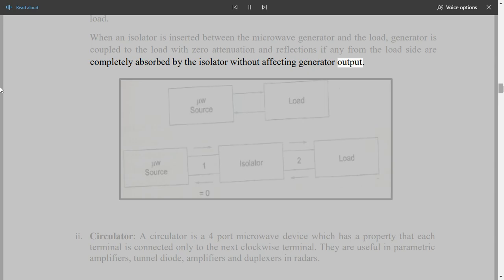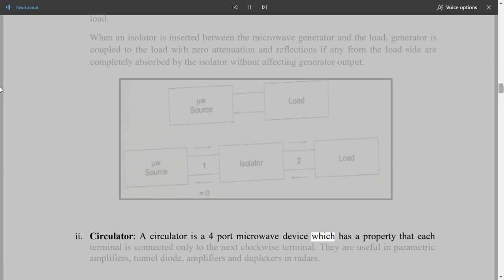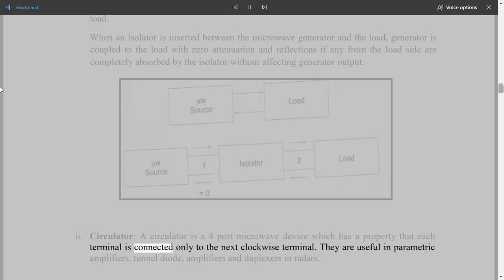2. Circulator. A circulator is a 4-port microwave device which has the property that each terminal is connected only to the next clockwise terminal. They are useful in parametric amplifiers, tunnel diode amplifiers and duplexers in radars.